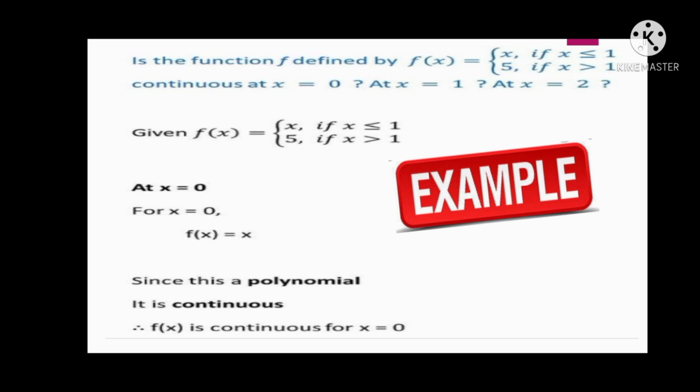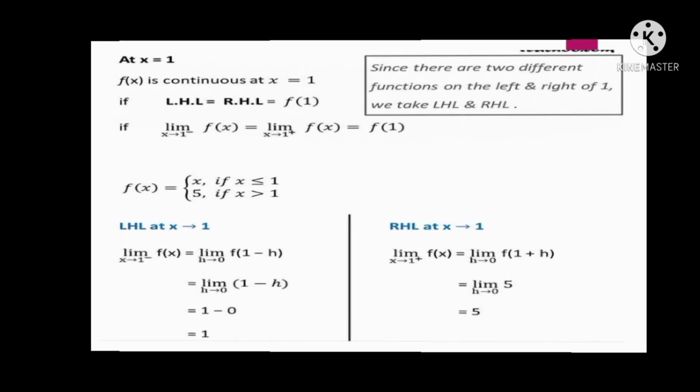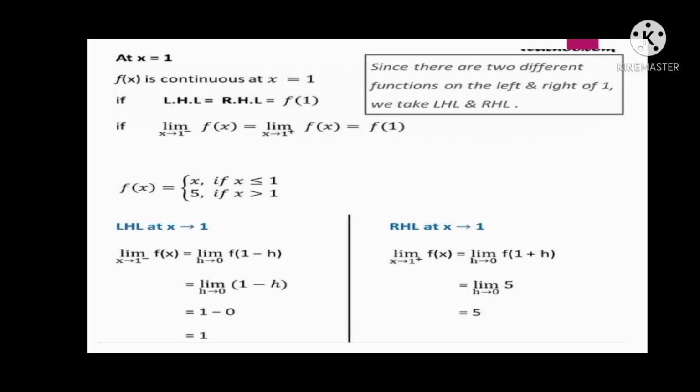Given f of x is equal to x if x is less than or equal to 1, and 5 if x is greater than 1. At x is equal to 0, f of x is equal to x. Since this is a polynomial, it is continuous. Therefore f of x is continuous at x is equal to 0. So next, at the point x is equal to 1: since there are two different functions on the left and the right of 1, we take LHL and RHL.